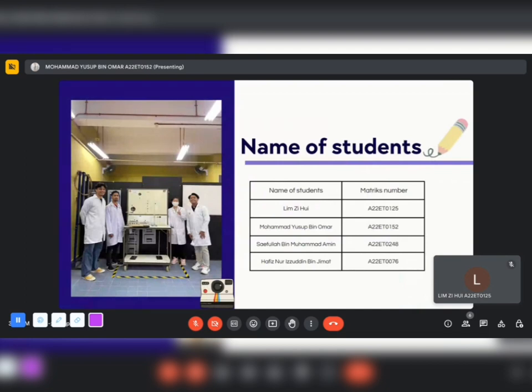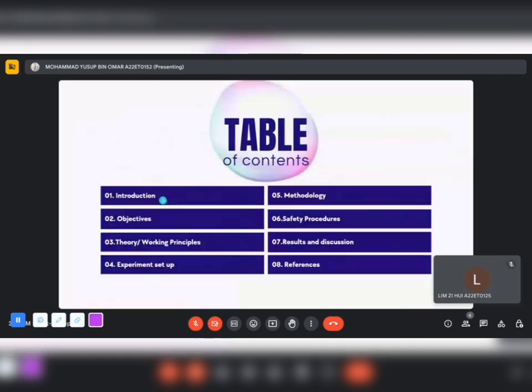Here is my teammate, which is me, myself, Saefullah Amin, and behind me, we have Hafiz Nur Izzuddin bin Jimat. And then we have Muhammad Yusup bin Omar. And lastly, the one and only girl in our group, Lim Zi Hui.